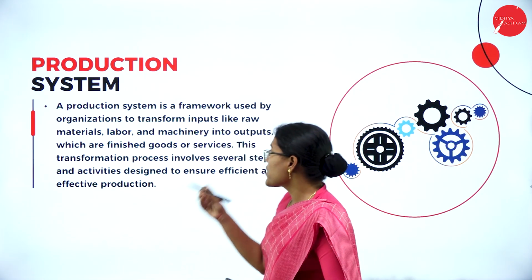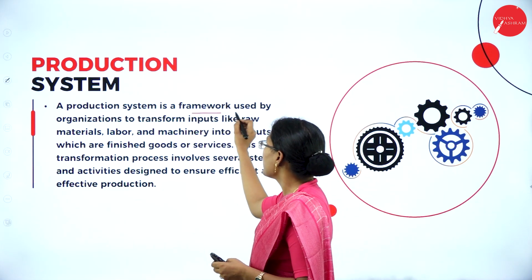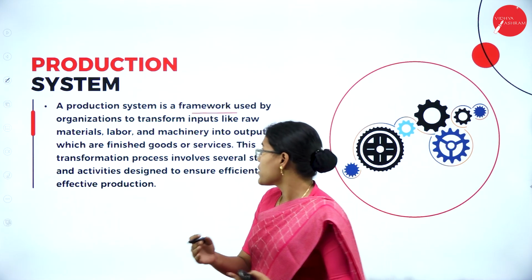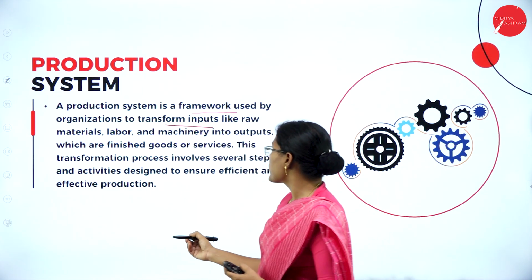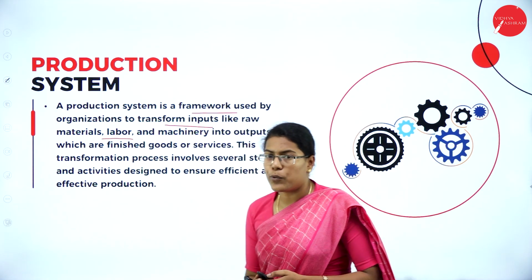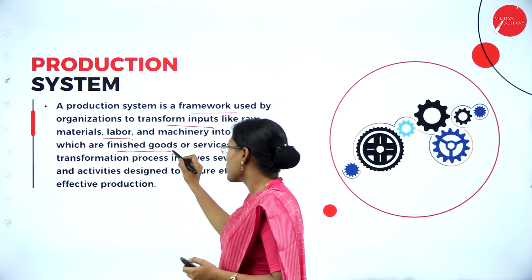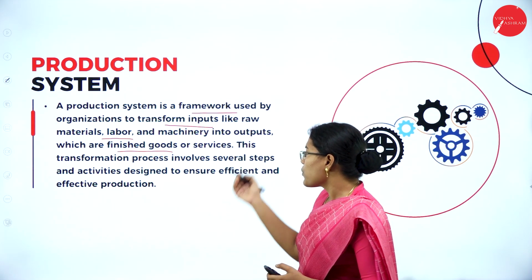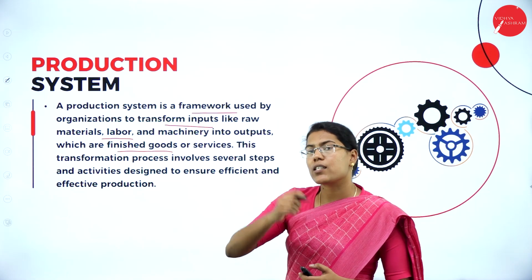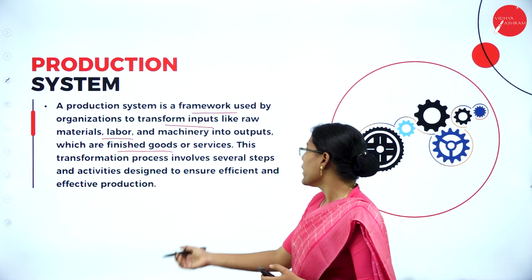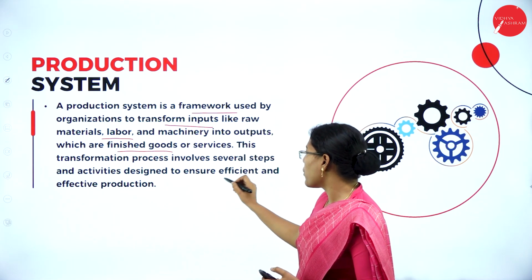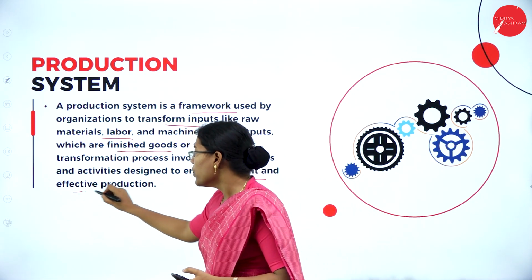So here a production system is a framework that is used by the organization, especially the manufacturing industries, to transform inputs like raw materials, labor and machinery into outputs, that are finished goods or services. This transformation process of converting the inputs into the finished goods or output involves several steps and activities designed to ensure efficient and effective production.